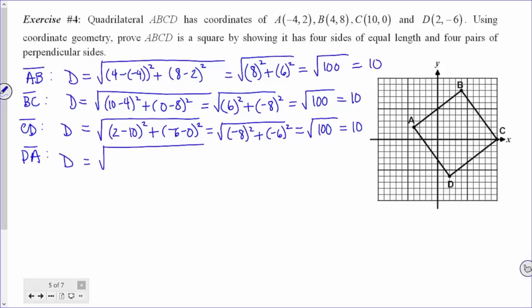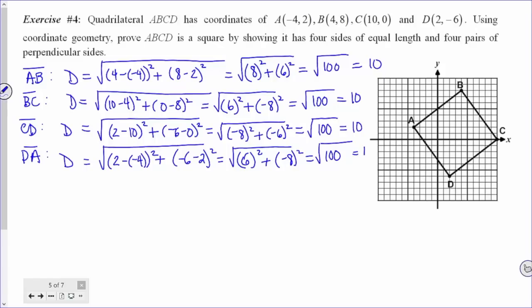And what would we have there? We'd have 2 minus negative 4 squared plus negative 6 minus 2 squared. That's going to be 6 squared, negative 8 squared. Look at all these 6s and 8s coming out in this problem. All right.